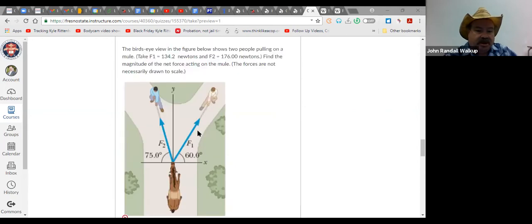Two forces, this problem taken directly from WebAssign, and really involved nothing more than vector addition. And as I mentioned, in preparation for the exam, you needed to know how to add two vectors.